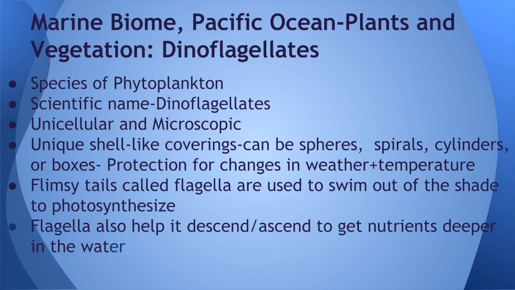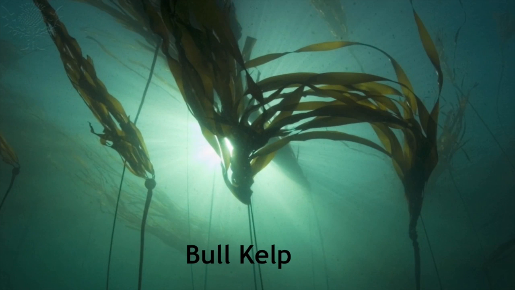And then they specifically have flimsy tails called flagella, which are used to swim out of the shade if the current drags them into shade, which helps them photosynthesize. And then they can also descend and ascend to get nutrients deeper in the water and then come up to photosynthesize. And finally, bug kelp.